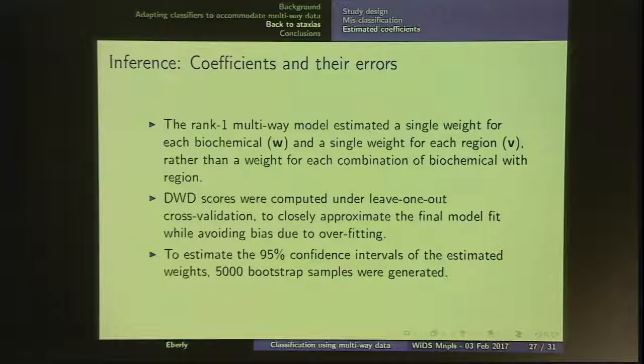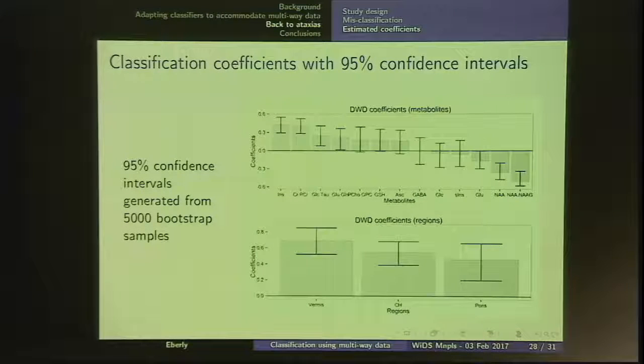Okay, inference. Statisticians care about inference, and what I mean by that is I don't just want to know the coefficients. I want an estimate of how variable they are. I want to know if coefficients are strongly different from 0 or not. Okay, so we have a weight vector for our biochemicals, and we have a weight vector for our regions. To estimate the 95% confidence intervals of those weights, we used 5,000 bootstrap samples. And here's what we get.